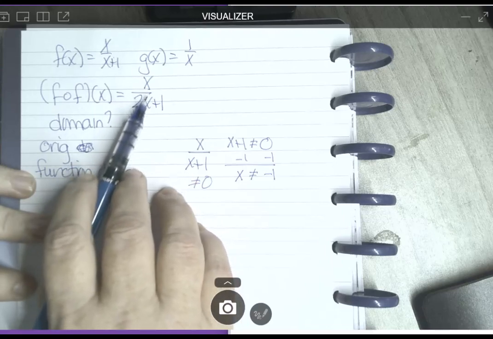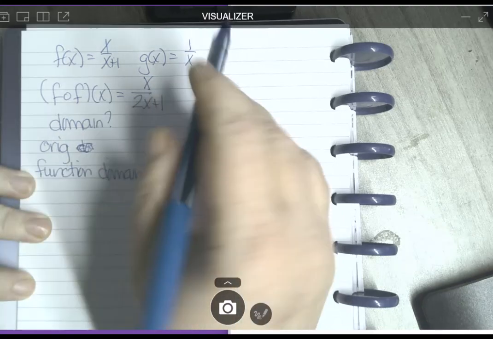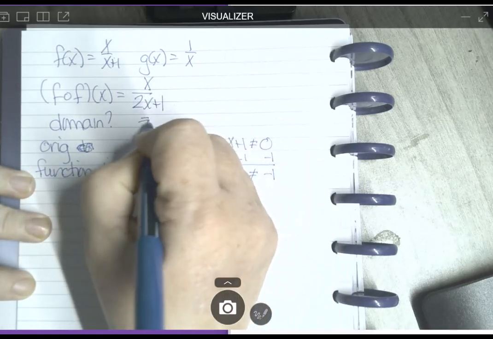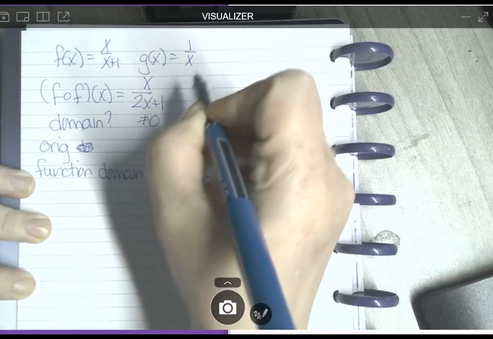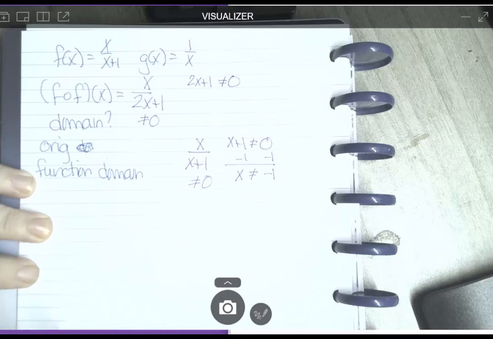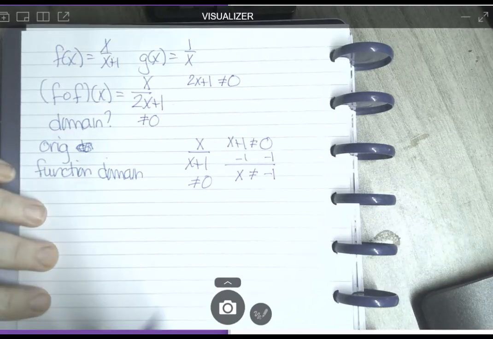And we're not canceling anything. I'm going to do exactly what I did here. I know that this cannot equal 0. So I'm going to have 2x plus 1 cannot equal 0. Now let's do some algebra, all right?